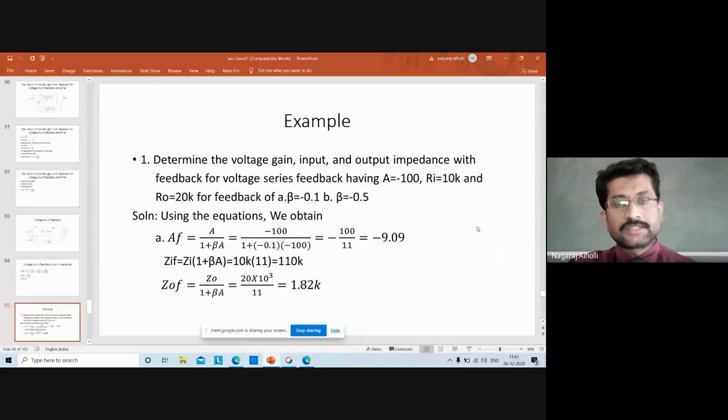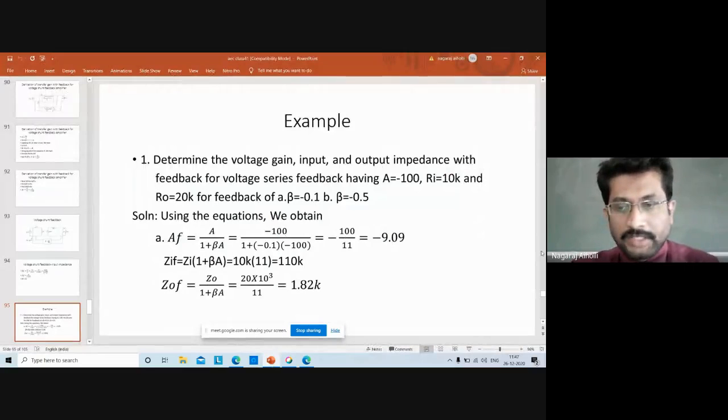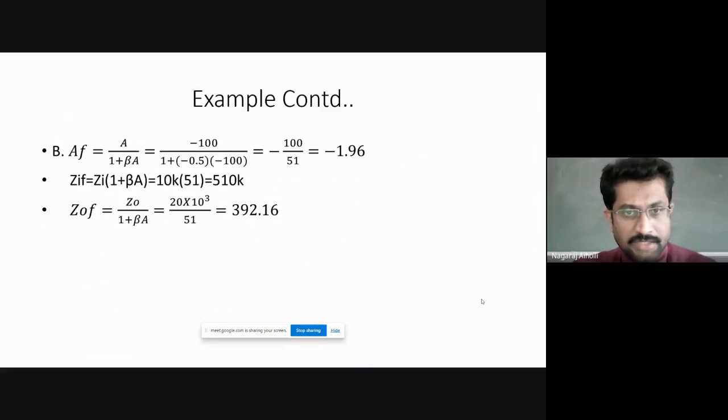We are discussing the feedback amplifiers. Take this example. Determine the voltage gain, input and output impedance with feedback for voltage series feedback having A equal to minus 100, Ri equal to 10K and R not equal to 20K for feedback. This example we have taken last class.